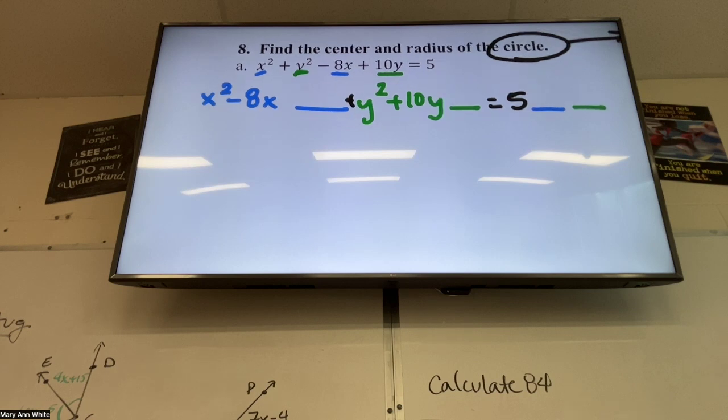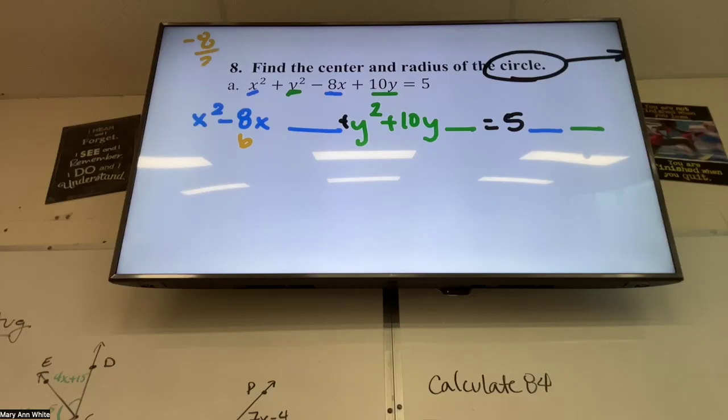Okay. Who remembers what I get to do next? Now that it's kind of organized and set up. Kate. Very good. b divided by 2 squared. I'll do that up here. Negative 8 divided by 2 squared is going to be negative 4 squared, or 16. So that means I get to add 16 to both sides of my equation.